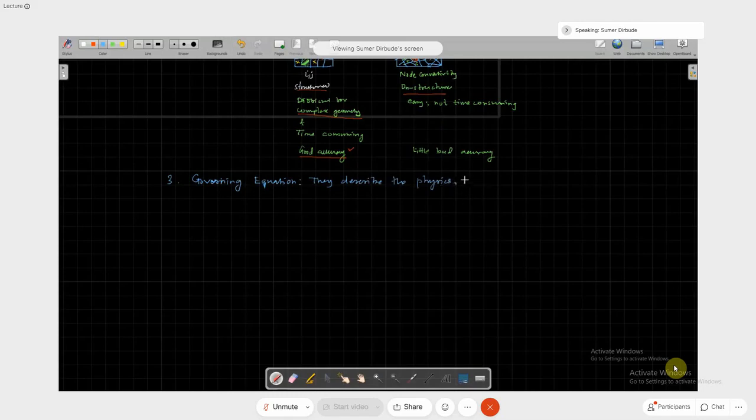Here you need to assign fluid properties, boundary conditions, or initial conditions. So once you have decided the type of governing equations you are solving to describe a particular physics, you specify boundary conditions and initial conditions, and then finally what do we do? We solve the equations.